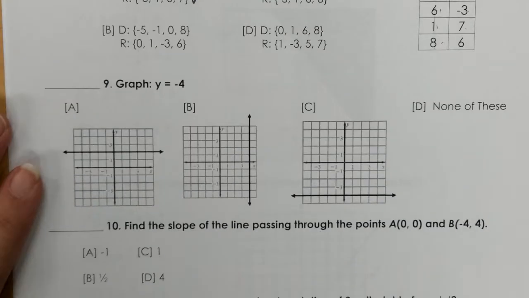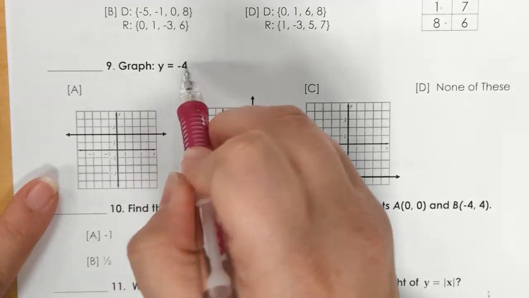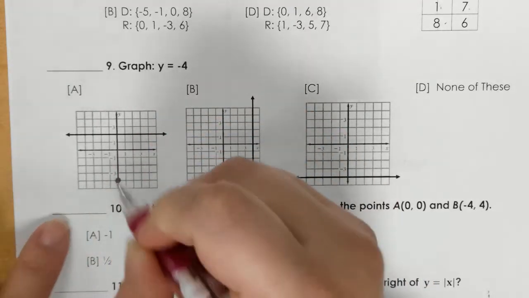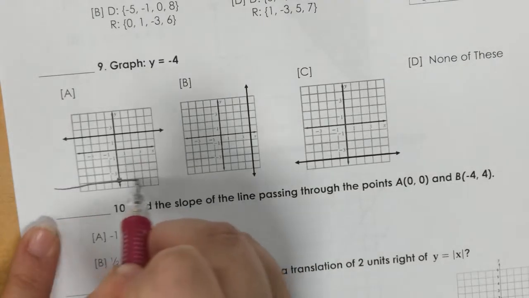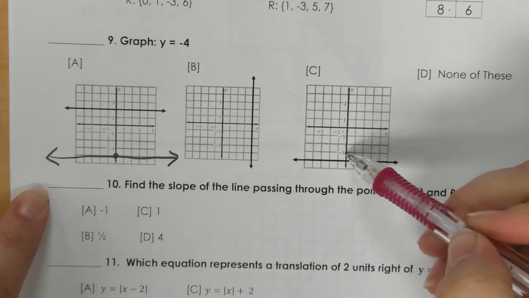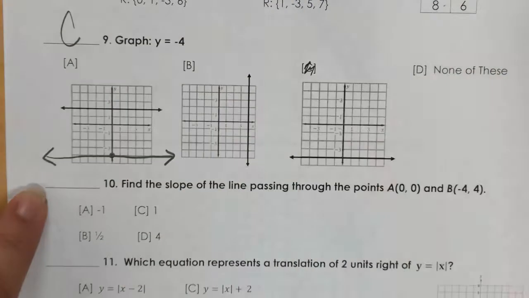For number 9, I would just pick one of the graphs and graph this on there. So Y equals -4. This is Y. This is -4 on the Y-axis. So I need a graph that matches this graph. So it has to be C, and we double check, and that is at -4. So C.